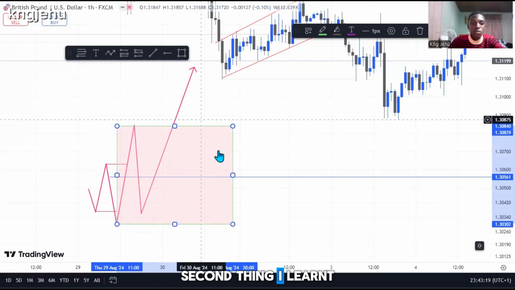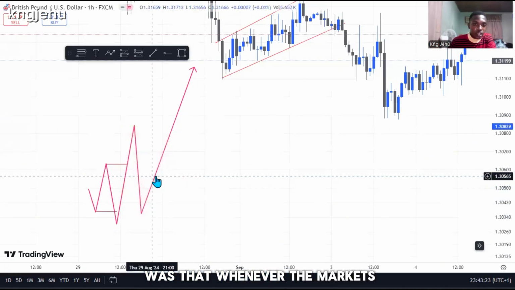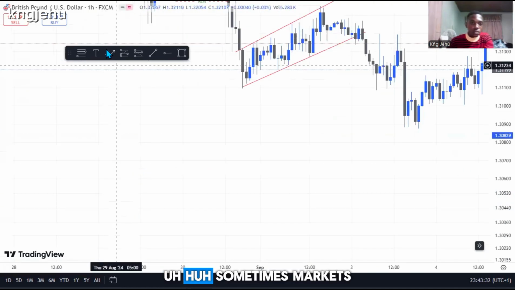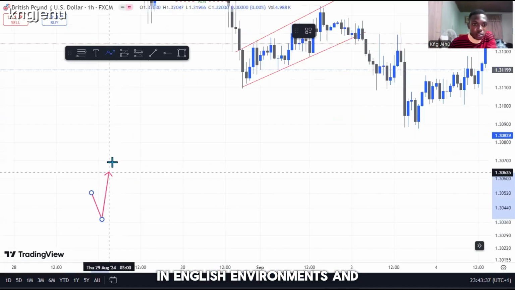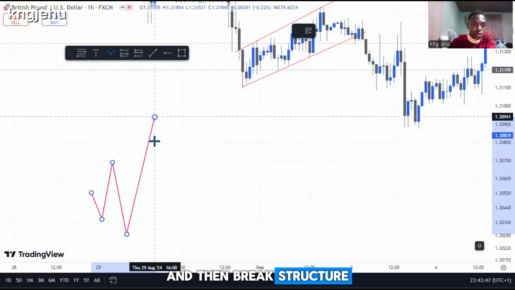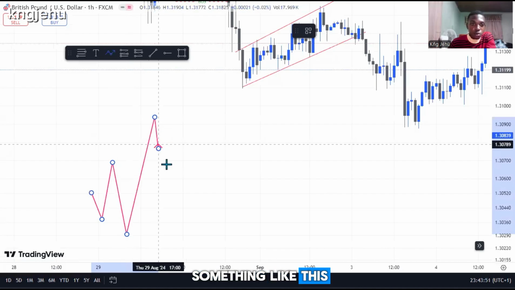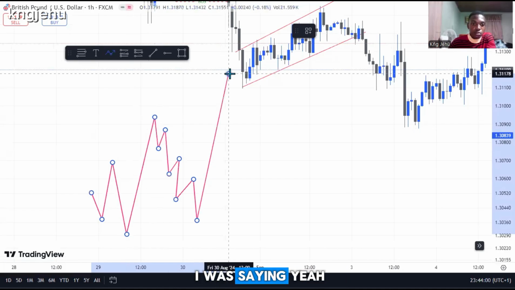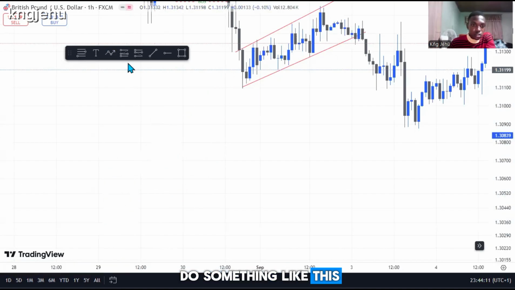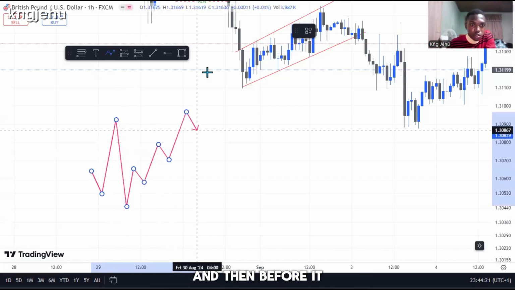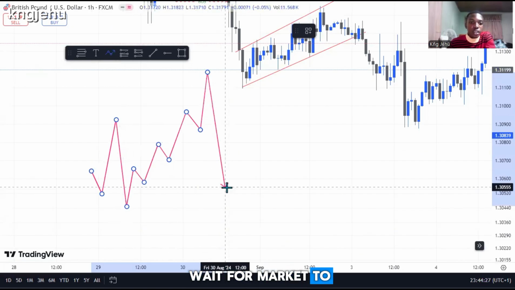That's the first thing. The second thing I learned was that sometimes the market can create something like this in a bullish environment: a sweep of this low, right, and then a break of structure. It will come and do something like this before it moves. This is what happens in reality. Another time, before you have this, you can have the market do something like this before it breaks structure.